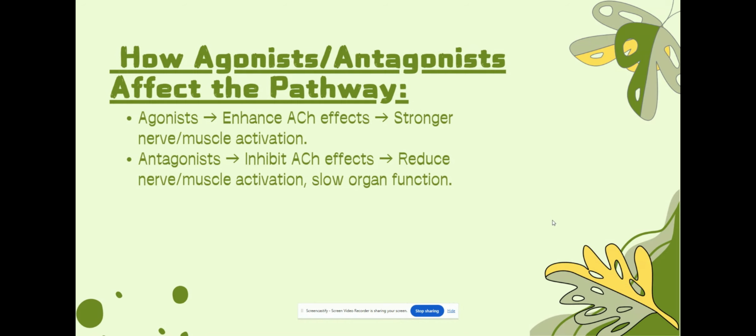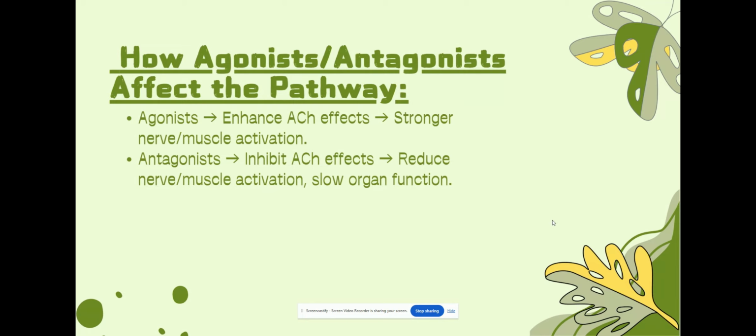Agonists enhance the effects of acetylcholine by activating its receptors, and this leads to stronger nerve and muscle activation. For example, nicotine stimulates the nervous system, increasing heart rate, while muscarine enhances gland secretion and lowers the heart rate. On the other hand, antagonists block acetylcholine from binding to its receptors, and this reduces nerve and muscle activation and slows organ function.